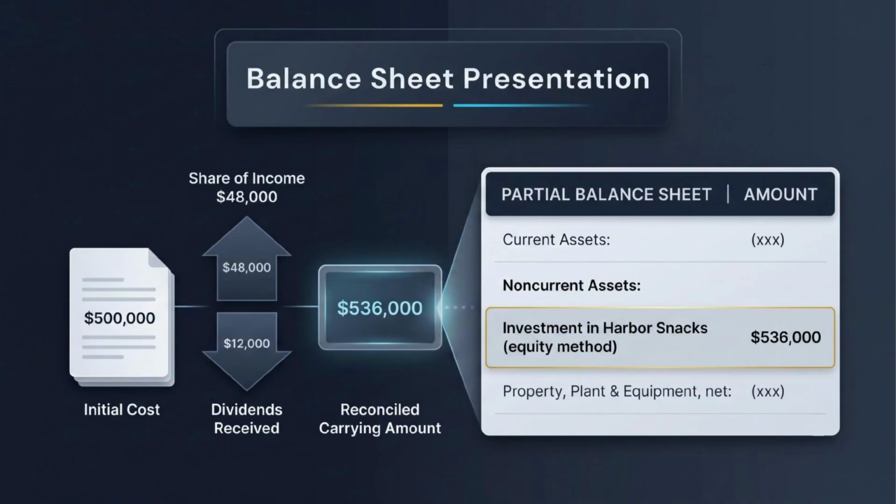For Meridian, after all 2026 entries, the investment in Harbor Snacks is reported at $536,000. That amount reflects the original $500,000 cost plus the $48,000 income pickup, less the $12,000 dividend received. This is why reconciliation is so useful. The balance sheet amount is not just a number sitting there looking professional. It tells the story of acquisition cost, earnings recognized, and cash distributions received.